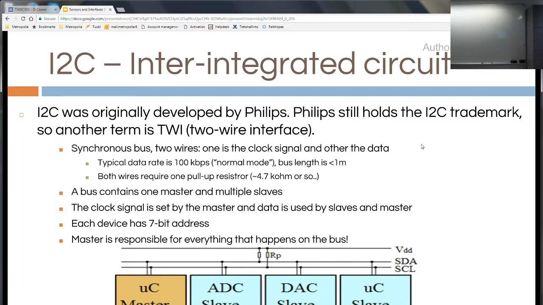The I2C. I2C stands for Inter-Integrated Circuit, originally defined by Philips, and we all know what Philips means. It means piece of excellence.